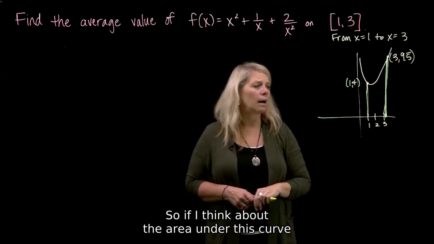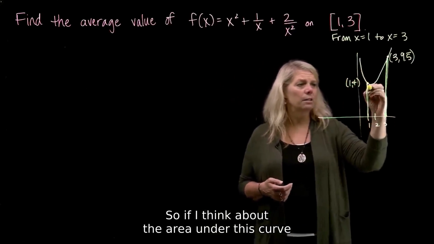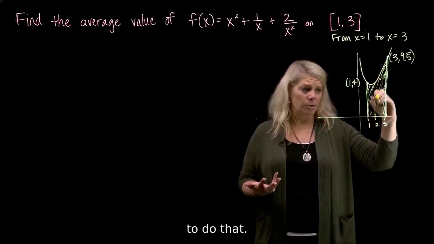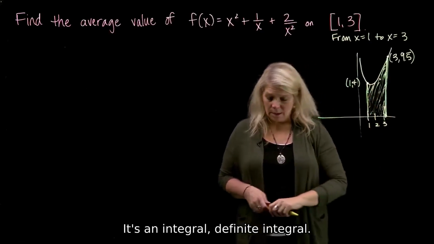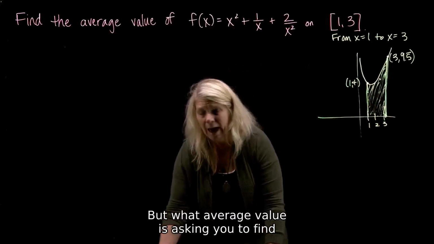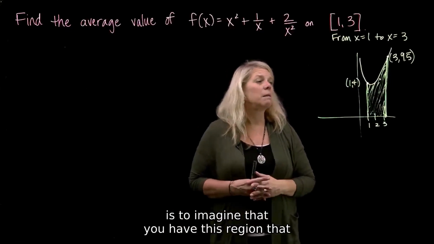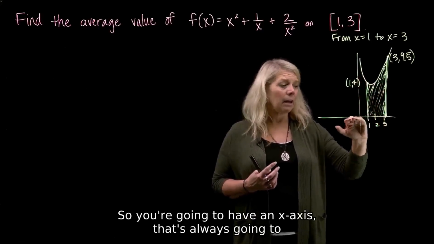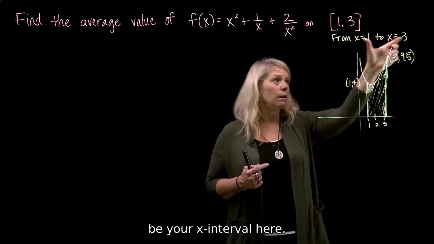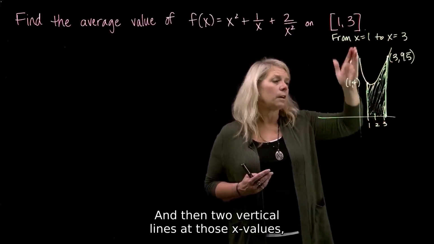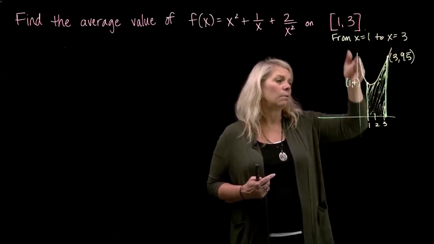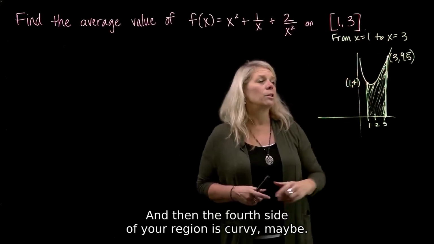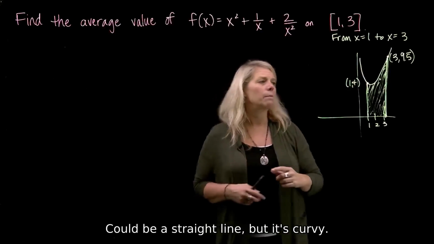So if I think about the area under this curve, from x equals 1 to x equals 3, we know how to do that. It's an integral, a definite integral. But what average value is asking you to find is to imagine that you have this region that has 3 straight sides. So you're going to have an x-axis. That's always going to be your x interval here. And then 2 vertical lines at those x values. So straight lines everywhere. And then the 4th side of your region is curvy, maybe. Could be a straight line, but it's curvy.